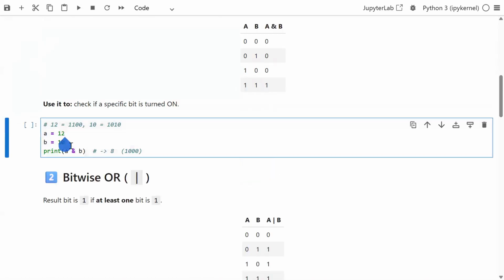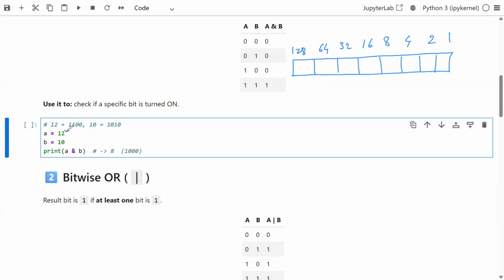So I am calculating the bitwise and between 12 and 10. First of all, you have to calculate the binary of 12 and the binary of 10. To calculate the binary number, first write 8 bits: 1, 2, 4, 8, 16, 32, 64, 128. Create a box. Here we have to see where we can get 12: 8 plus 4. Here you fill 1, 1, and the rest of the boxes with 0. This is 12's binary number, 1100.